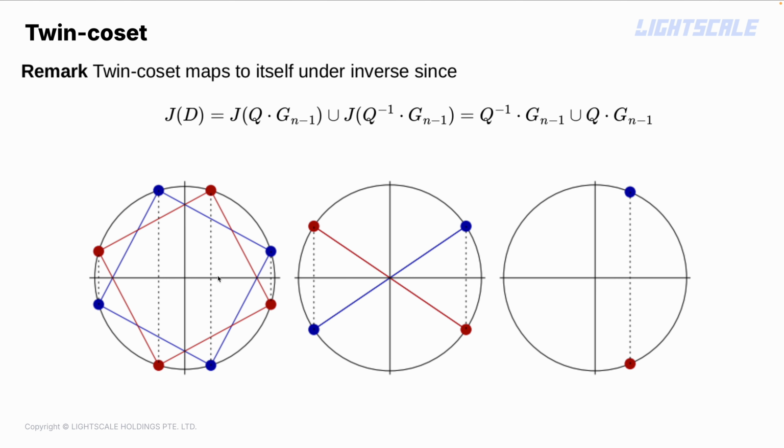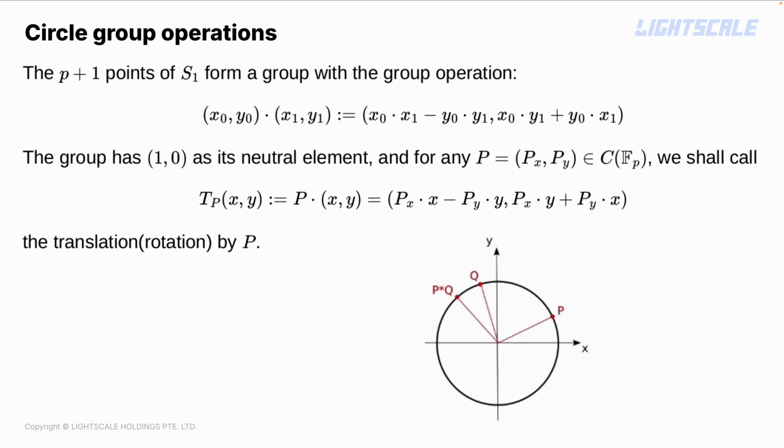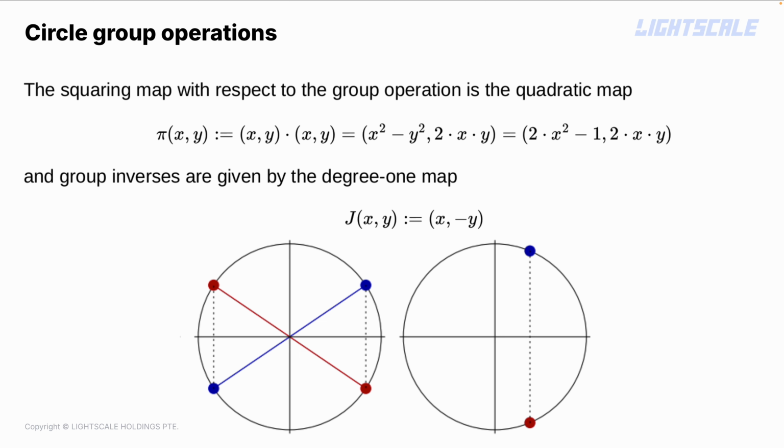Question. For the circle group operations, I think it's like 2 slides before again. So like you said, the inverses are like the dot dot dot. One point would be the red, and then one point would be the blue, right? Yeah. Is there any diagram showing the squaring of the circle?